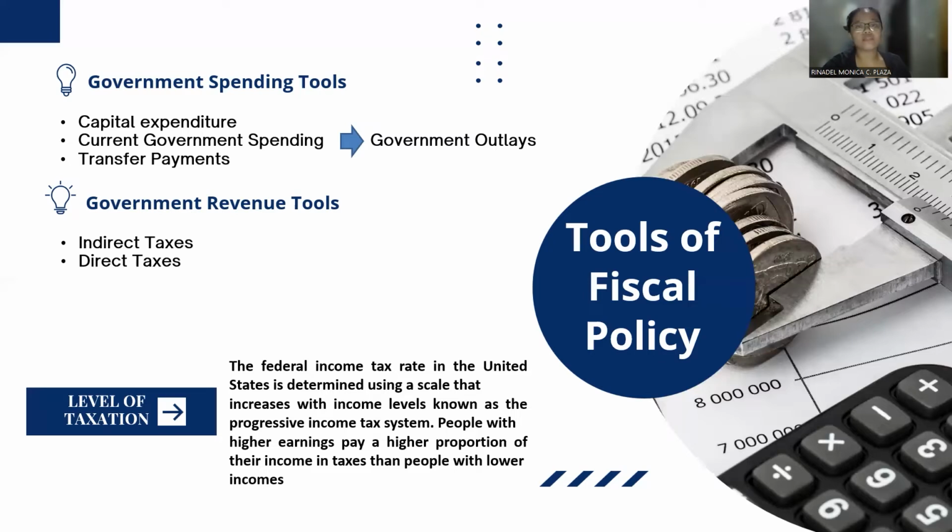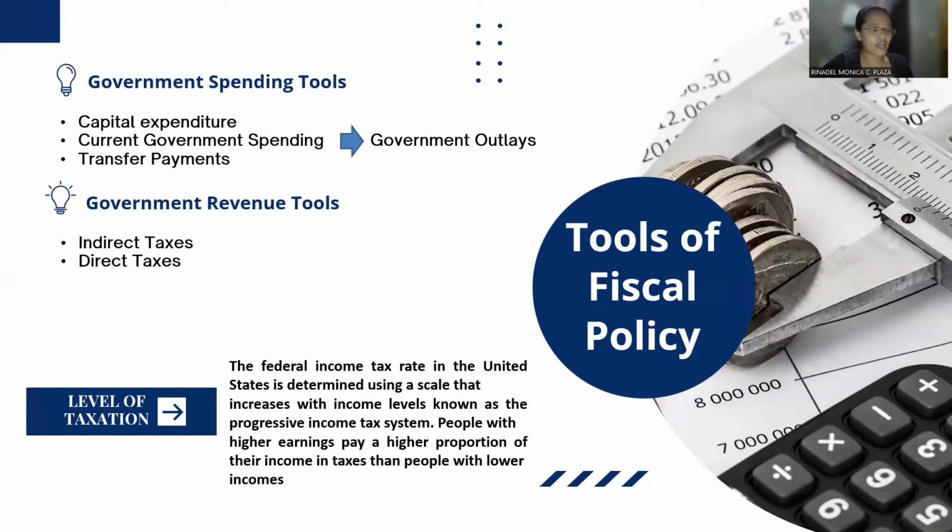The next tools are the revenue tools. They could be indirect taxes and direct taxes. Indirect taxes are taxes imposed on specific goods and services like groceries, cigarettes, or the VAT imposed on goods and services. Then direct taxes are taxes imposed on profit, income, and wealth. This includes capital gains taxes, national insurance taxes, and other corporate taxes.